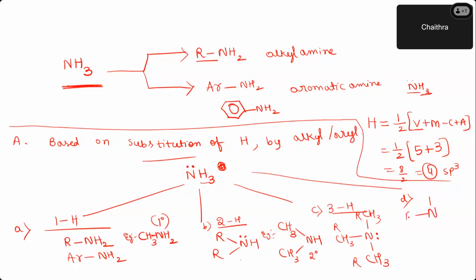3 R groups you will write here. But the fourth one utilizes this lone pair of electrons. And now it has lost electrons, right? So it carries what charge, guys? It carries a positive charge. So this is called a quaternary ammonium ion, right? So these are the classification of amines by just replacing hydrogen. I have primary amine, secondary amine, tertiary amine, and quaternary ammonium ion.